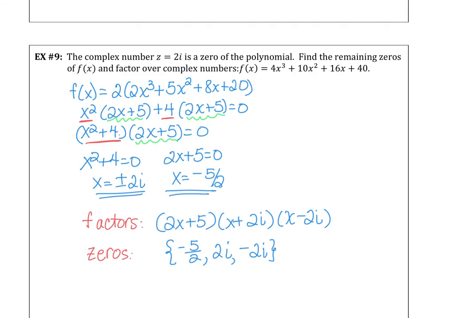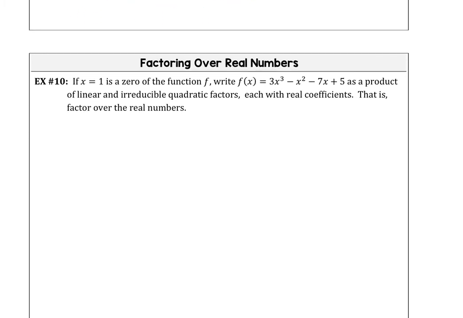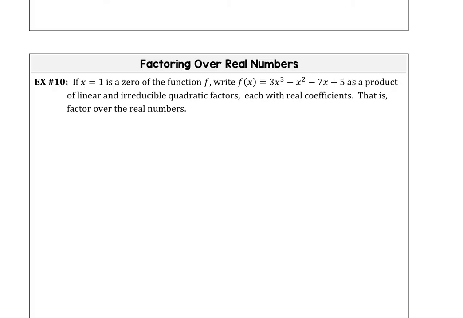Then in our last example, if x equals 1 is a zero of a function, how could we write f of x as a product of linear and irreducible quadratic factors, each with real coefficients? That means we're going to factor over the real numbers and reduce it down as far as possible. So what I did is I used the idea that x minus 1 is a zero of 3x cubed minus x squared minus 7x plus 5. That means when I use long division, I need to get a 0 for my answer.